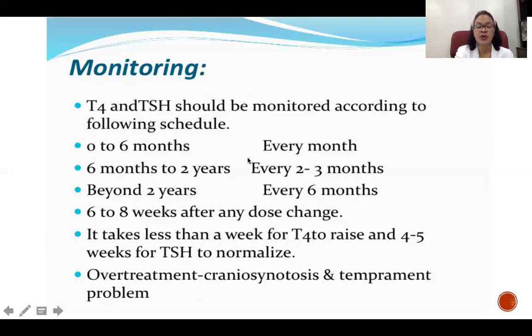You need to follow this schedule, meaning you need to follow up the patient. You need to determine their T4 and TSH. If the infant is 0 to 6 months, you need to do it every month. Between 6 months to 2 years, you do it every 2 to 3 months. If the patient is beyond 2 years, every 6 months. Of course, not only T4 and TSH, you have to monitor also the growth and development of the child.